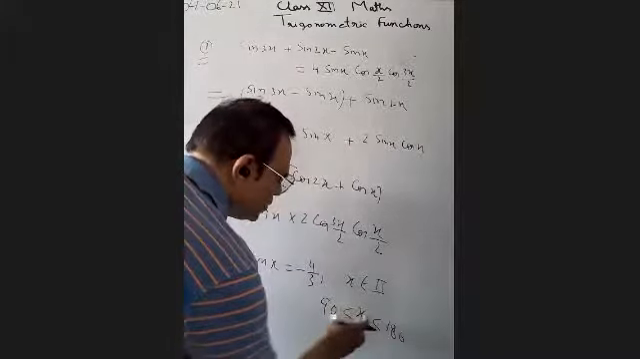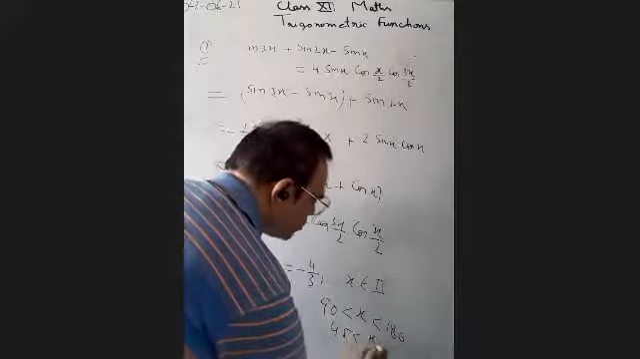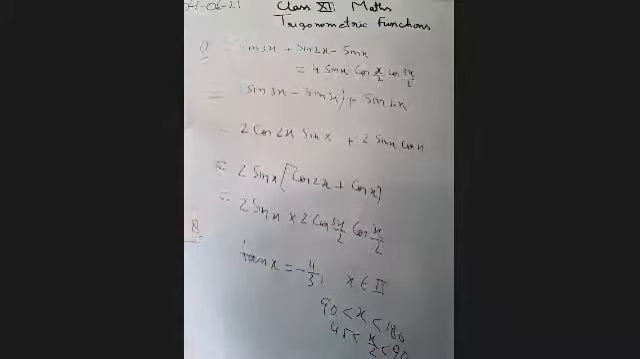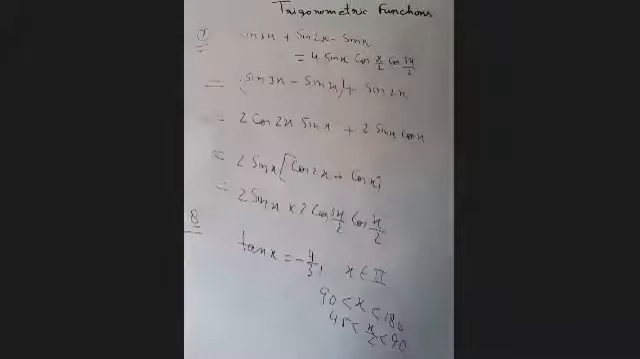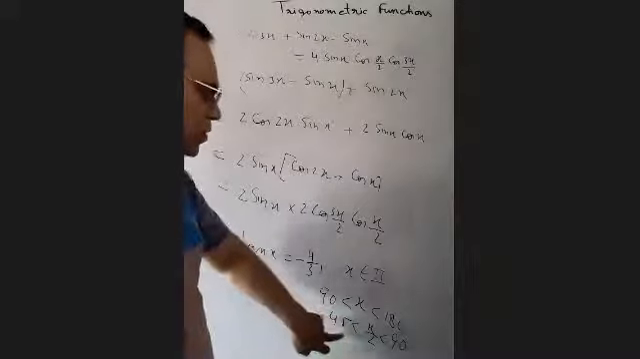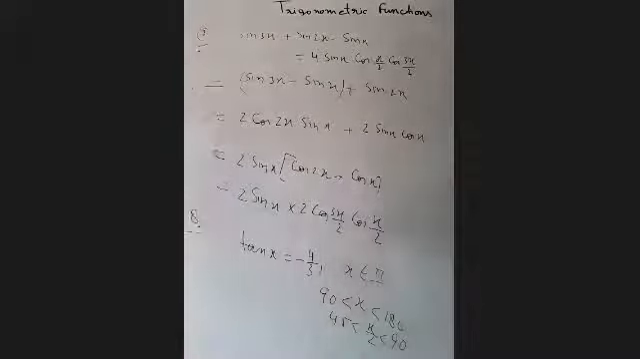ठीक है. If you divide by 2, we will get 45 and 90. यानी कि अगर हम ये एंगल लेते हैं जो 90 से 180 डिग्री के बीच में है, then x upon 2 will be 45 to 90 degrees. It means x upon 2 will lie in the first quadrant.